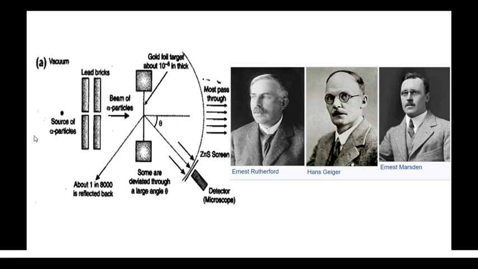Now the experiment was done by Hans Geiger and Ernest Marsden, which was in agreement with the Ernest Rutherford formula. Here you can see that there is a source of alpha particles, and using lead bricks they are focused on to the target, and some alpha particles are deflected through an angle theta. This is a zinc sulfide screen, so that whenever an alpha particle is incident on the zinc sulfide screen, it produces light flashes, and these light flashes can be detected using a detector here.